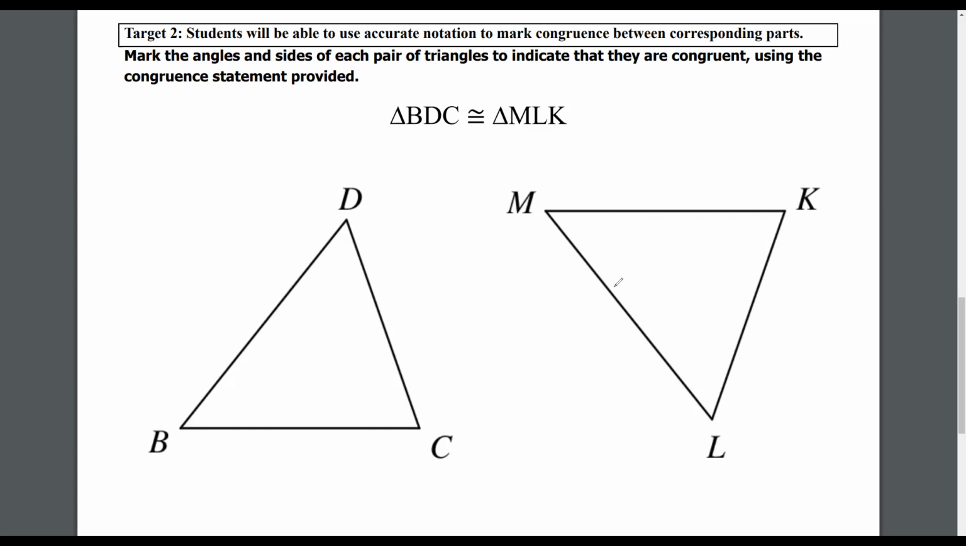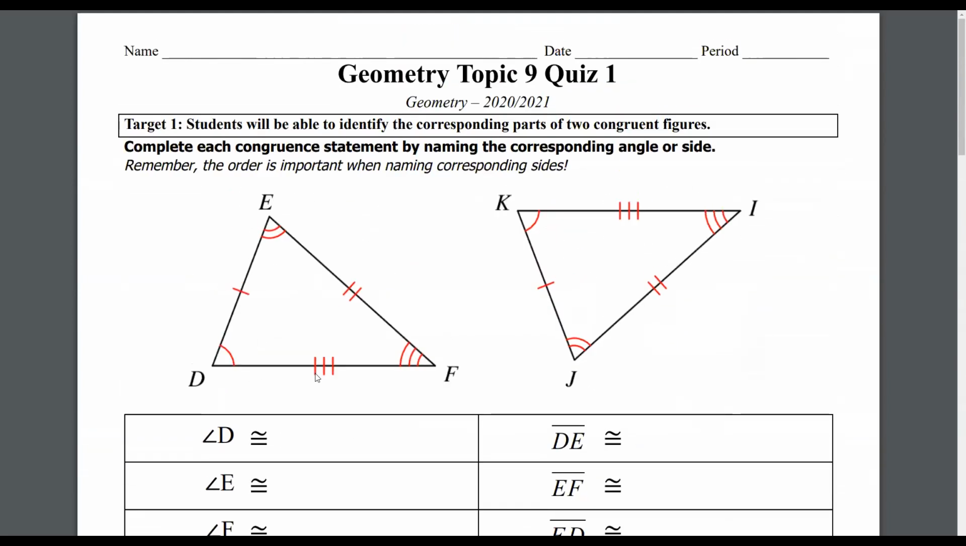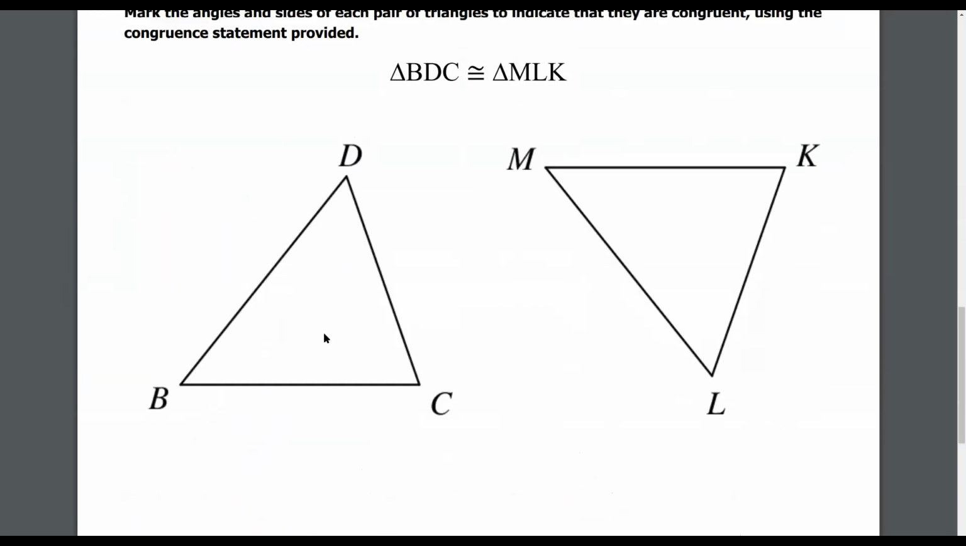Okay, a lot of people did not get this one. A lot of people. What happened? Well, I think most people just forgot about how we mark things, right? What do we use to mark congruence? Well, if I scroll up, I can see right here, right? We have these dashes or tick marks, and we have these arcs, right? That is what we use to mark congruent pairs.